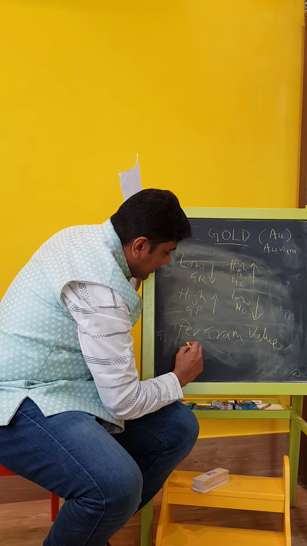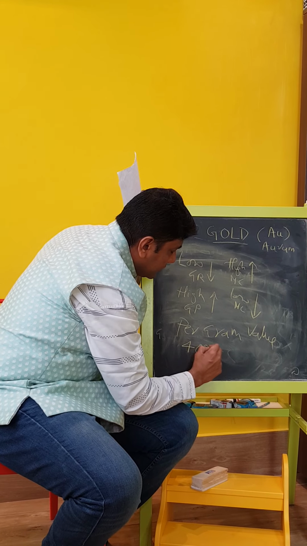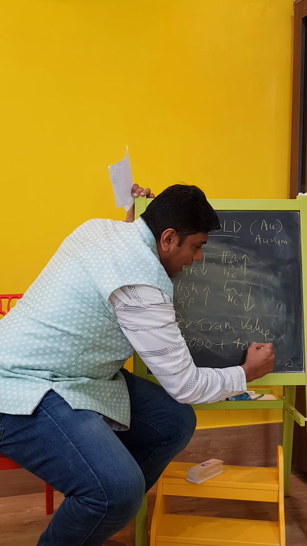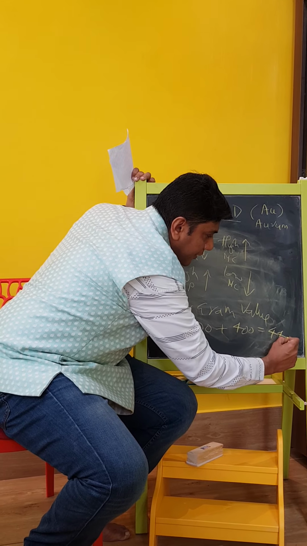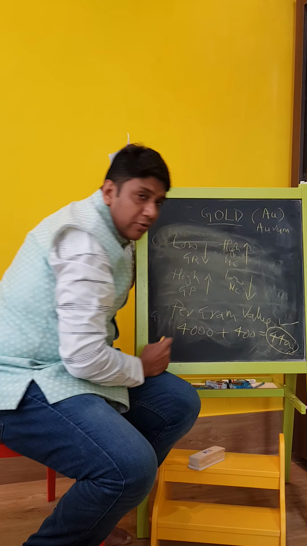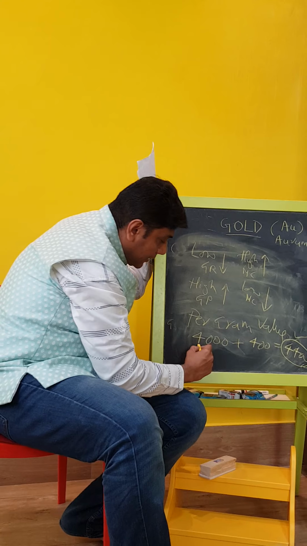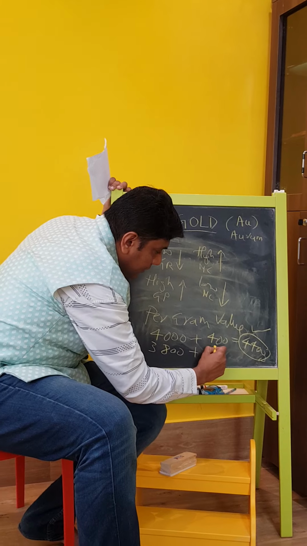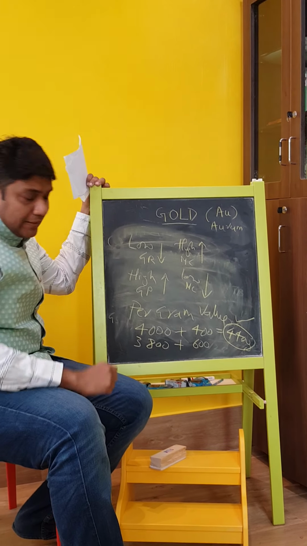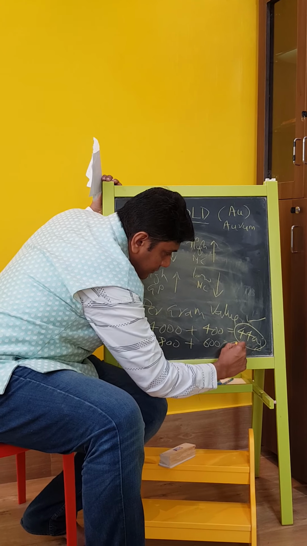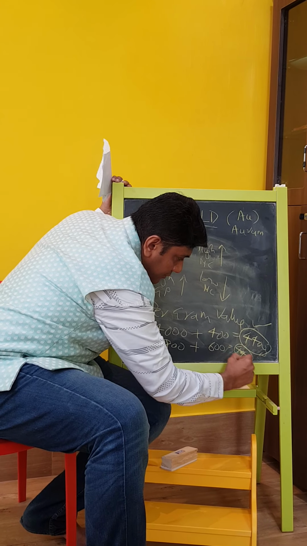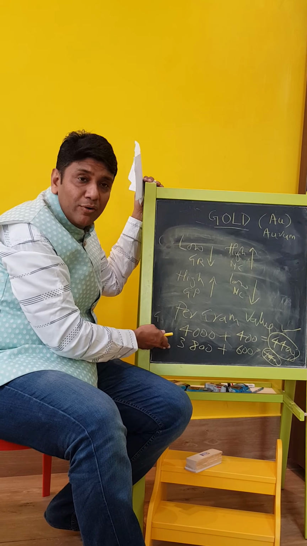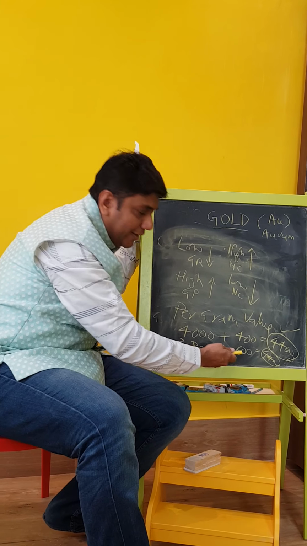A jeweler says his gold rate is 4,000 rupees and making charges is 400 rupees. You have to check whether it is 4,400 or not, because another jeweler will say his gold rate is 3,800 and he charges making charges 600 rupees. It is the same. Some people might fool you, saying we have a lower gold rate. What's the point if making charges is high?